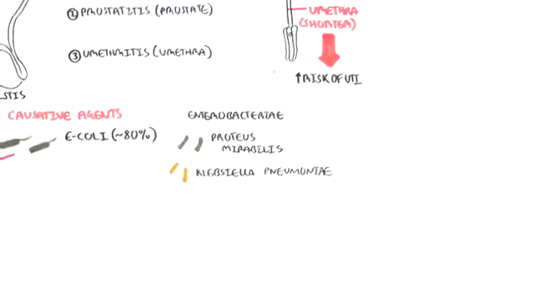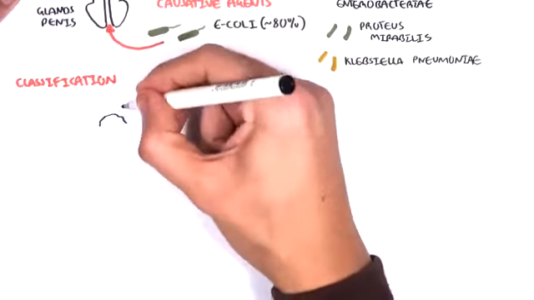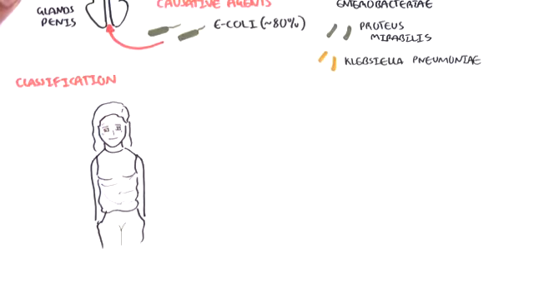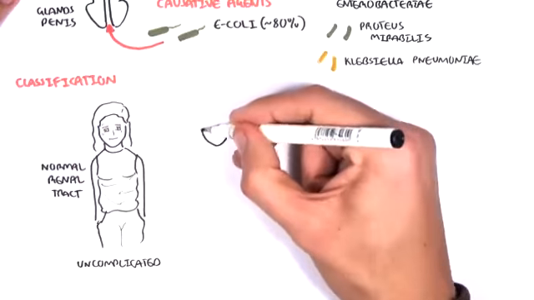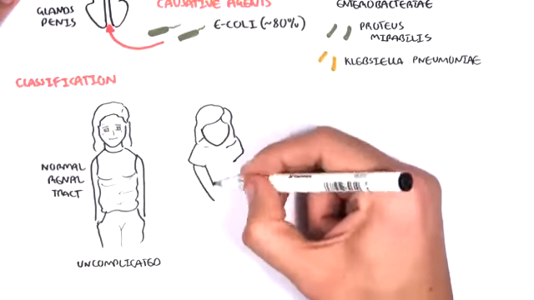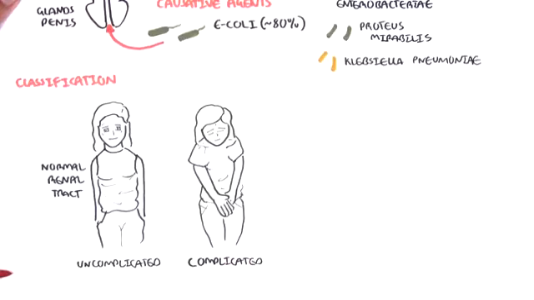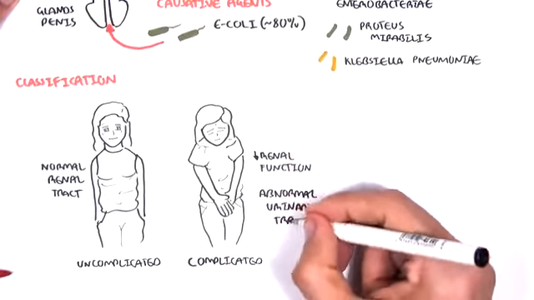Another way to categorize UTI is either being complicated or uncomplicated. To put it simply, uncomplicated UTI, the renal tract and function are normal. With complicated, there is decreased renal function based on investigations and symptoms, and potentially is accompanied by an abnormal urinary tract.